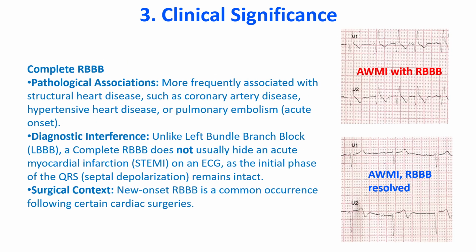On the other hand, complete RBBB is more frequently associated with structural heart disease such as coronary artery disease, hypertensive heart disease, or pulmonary embolism, that is acute onset. Unlike left bundle branch block, a complete RBBB does not usually hide an acute myocardial infarction on an ECG, as the initial phase of the QRS, that is septal depolarization, remains intact. New onset RBBB is a common occurrence following certain cardiac surgeries.